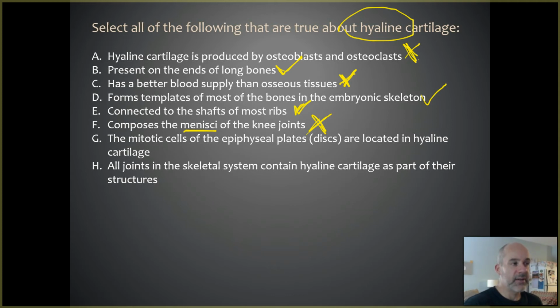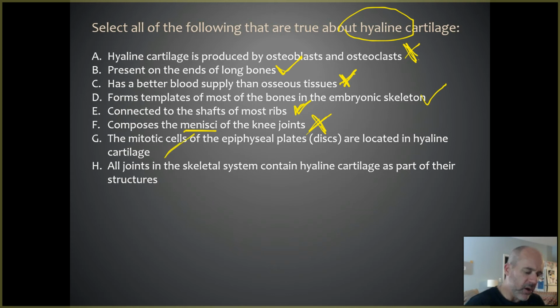The mitotic cells, so those are your dividing cells, are located in hyaline cartilage. That's true. Yeah, the cells that are actually dividing in the growth plates and causing long bones to get longer when those growth plates or epiphyseal plates are open, those are actually cartilage cells that are undergoing the division and elongating the tissues. And then those newly created hyaline cartilage tissues in the growth plates undergo an ossification process. They get converted over to osseous tissue. All right, so that one's a yes.